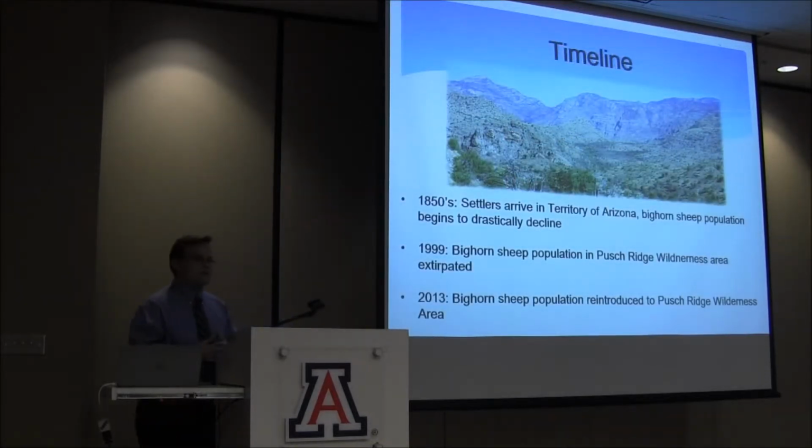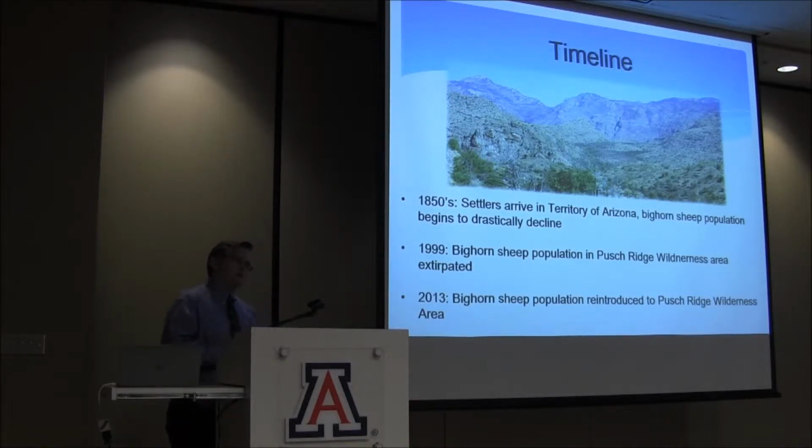So this story starts in the 1850s. As settlers began to arrive in the Arizona territory, the bighorn sheep population began to drastically decline. This was due to unabated hunting by miners and railroad workers, disease introduced by domesticated livestock as settlers moved west, and also restriction to natural water sources. This decline continued until 1999, when the final Arizona Game and Fish Department survey found 0 sheep in the area.